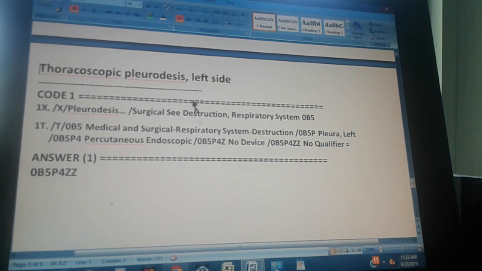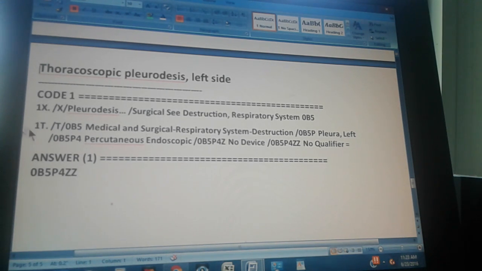The summary of the whole procedure is like this. This is a thoracoscopic pleurodesis, left side. There's only one code, and the code through the index is found like this. First you go to the index. Then you go to pleurodesis, then Surgical, destruction, respiratory system. They send you to the destruction respiratory system, but you don't have to go anywhere because they give you the code right there, which is 0B5.